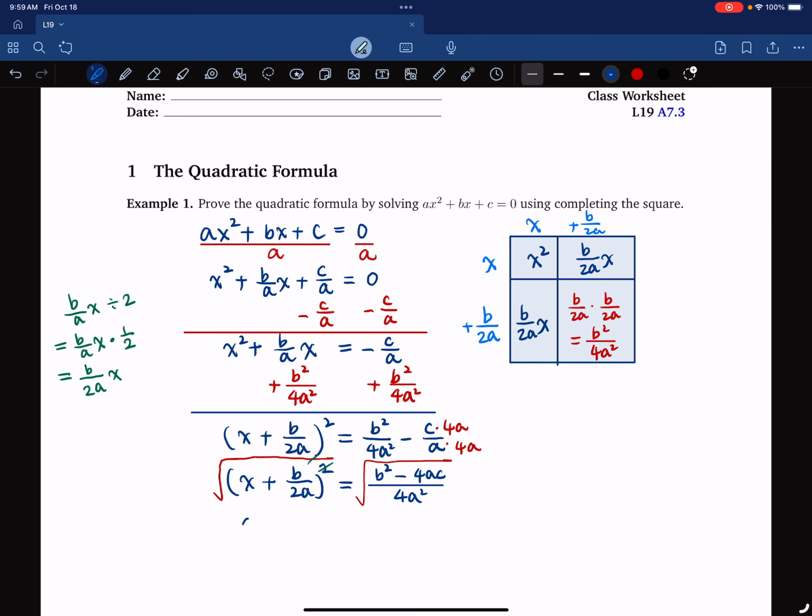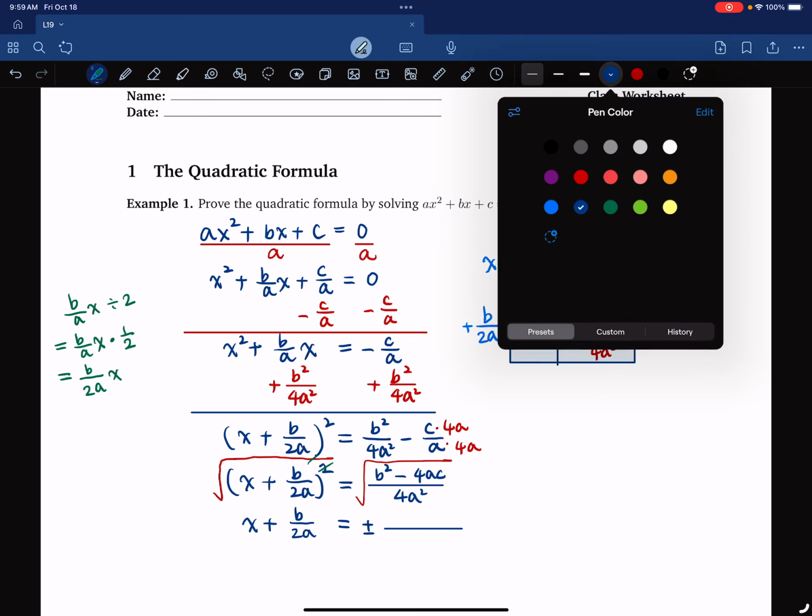We get x plus b over 2a. But we don't know if this number that I just wrote is positive or negative. So usually we put absolute values around it. Or you could just put plus minus on the other side. And then on the other side, you take a square root of this fraction. And then you're going to split. So I'm going to split this. And then I think I'm going to write the work somewhere else.